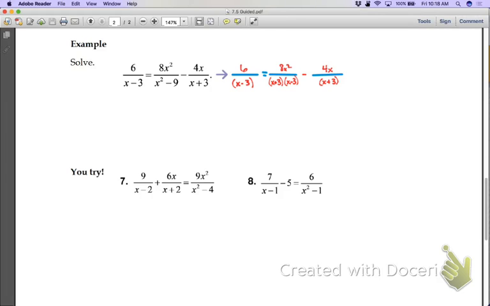So what's the first fraction with the 6 over the x minus 3? What does it need on the bottom side? X plus 3. Does the second fraction need anything? Nope, it has an x plus 3 and an x minus 3. What does the third fraction need? An x minus 3.